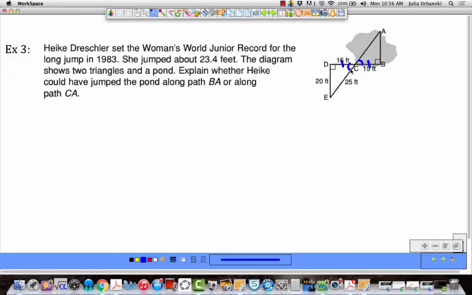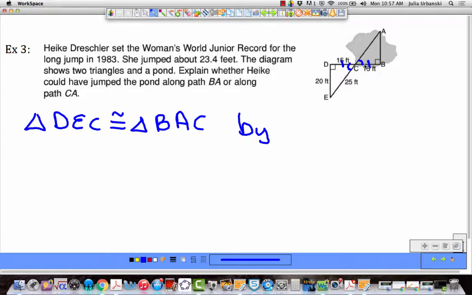Yeah. Okay, so someone said ASA, and they are correct. That forms ASA. You've got 15 equals 15, that's obvious, and then you have your vertical angles. So, I'm going to write triangle DEC. You guys are going to line up the second triangle in the correct order to match up the parts that go together. I said D first, so what are you going to say first? B, good. I said E second, what are you going to put second? A. And I said C last, so you're going to put C last because they're also equal to each other. And that was by angle, side, angle.